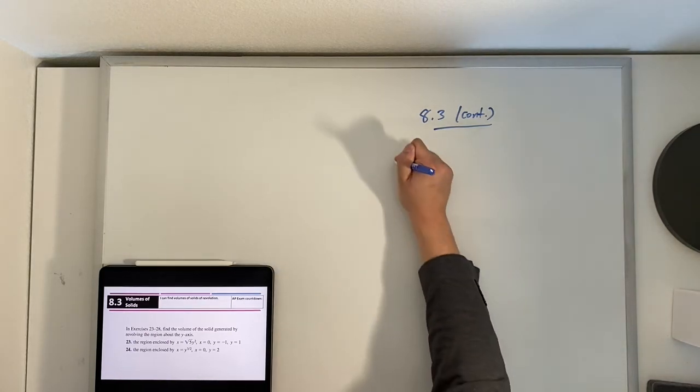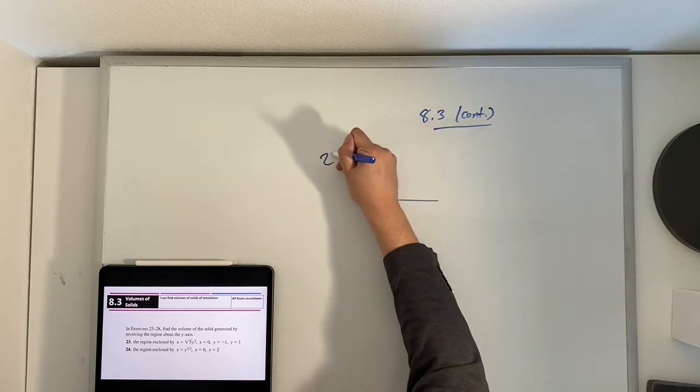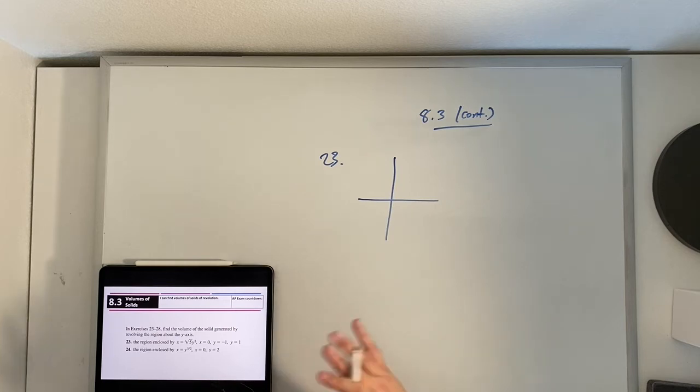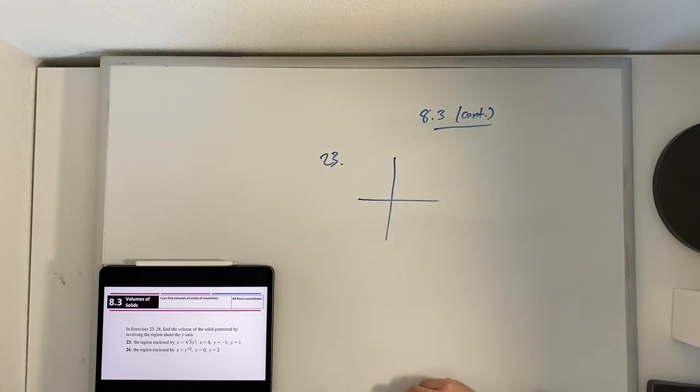So, kind of the same setup. Okay. Find the volume of the solid generated by revolving the region about the y-axis this time. So let's start by setting this up. The region enclosed by x equals the square root of 5 y squared.